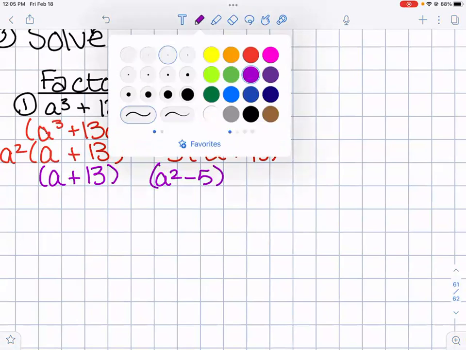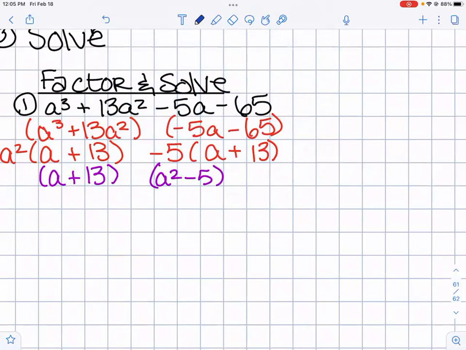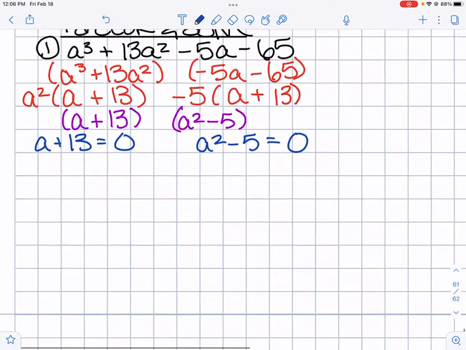Okay, now here's the new part. We want to solve it. How do I solve it? If we want to find what a equals, set the parentheses equal to 0, right? A plus 13 equals 0. A squared minus 5 equals 0.